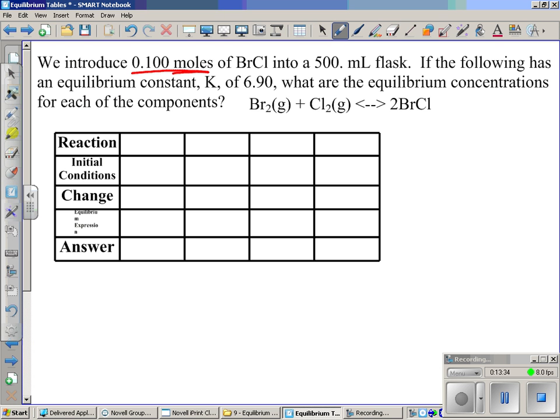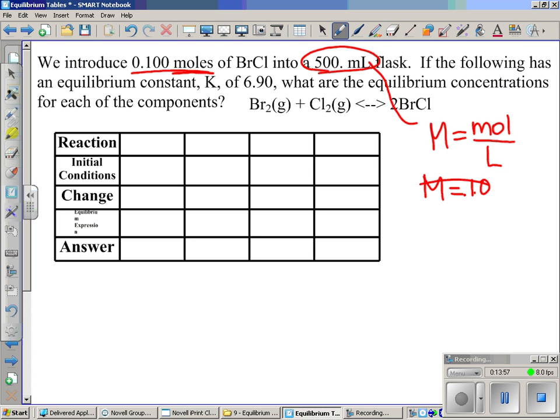First of all, there's an issue right off the bat before we even get into the problem. You notice the unit is moles and they give you the volume. The first thing we need to do is solve for molarity, because we need molarity here. So remember that molarity equals moles over liters.